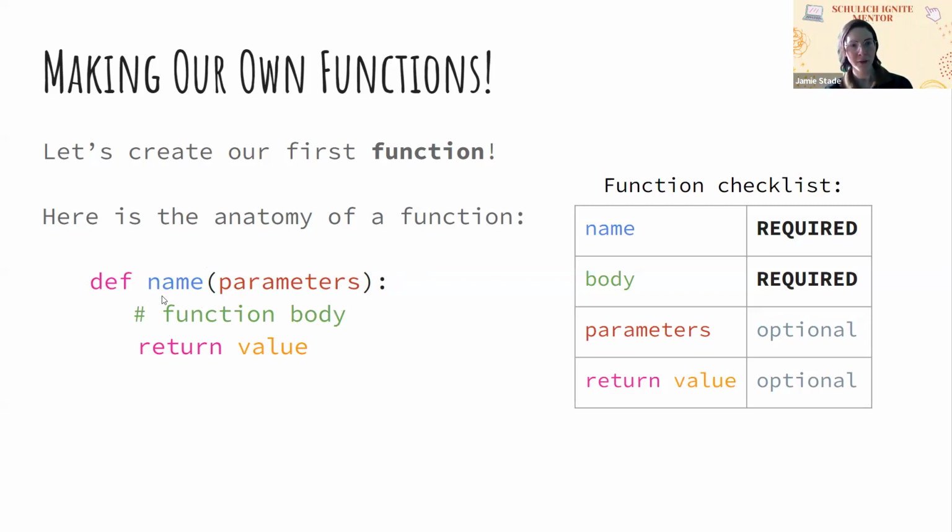So we have name, parentheses, with parameters in them, and then a colon to show where the function starts. And after that, we'll have the function body. We'll have an indent after def, same way we would with setup and draw. And we have some code here that we execute. So that is the function body. And then at the end of the function, we can have a return value if we want our function to return something.